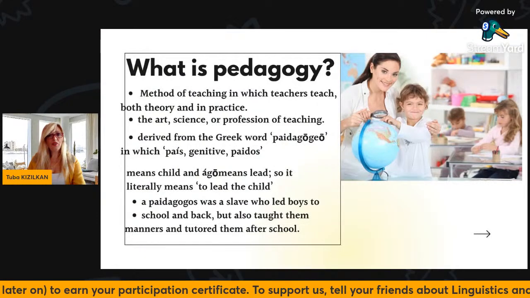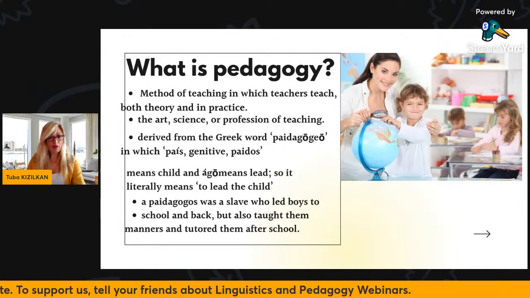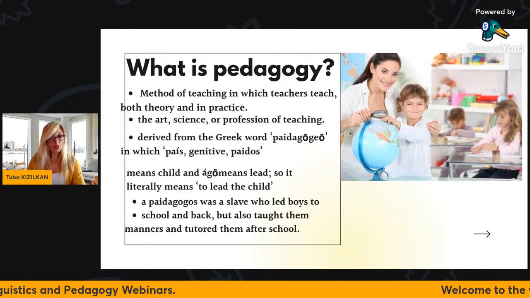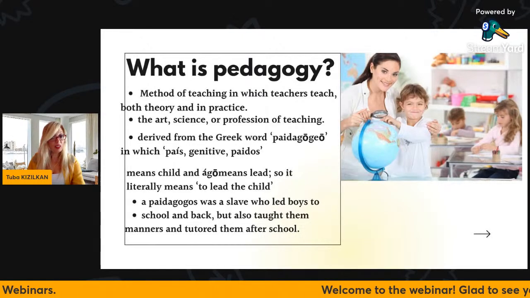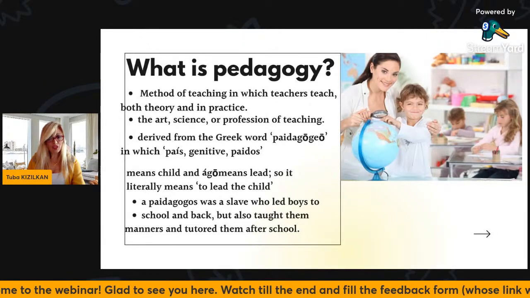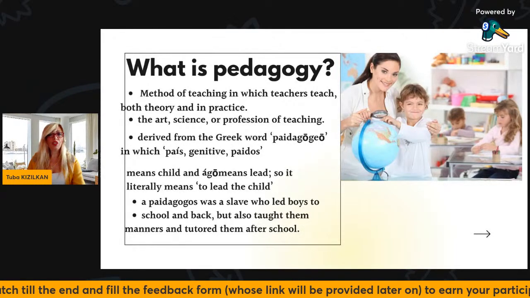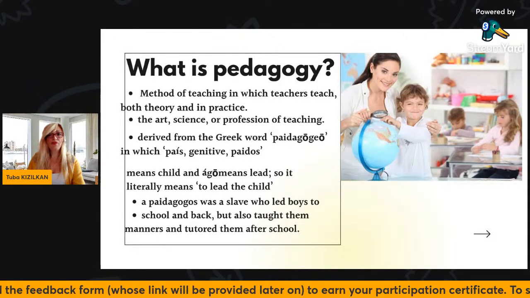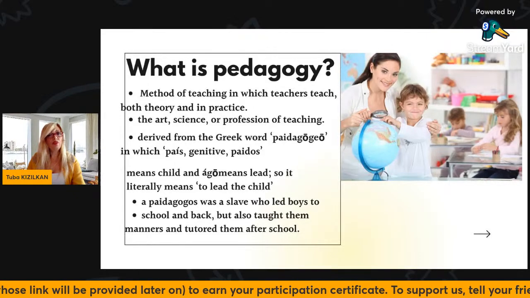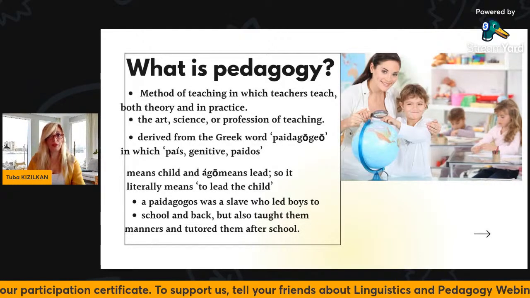Okay, let us start with what pedagogy is. Pedagogy is the art and science of how something is taught and how students learn it. Pedagogy includes how the teaching occurs, and the approach to teaching and learning, and the way the content is delivered and what the students learn as a result of this process. So we can briefly say pedagogy is the art, science, or profession of teaching, and the method of teaching in which teachers teach both in theory and in practice.